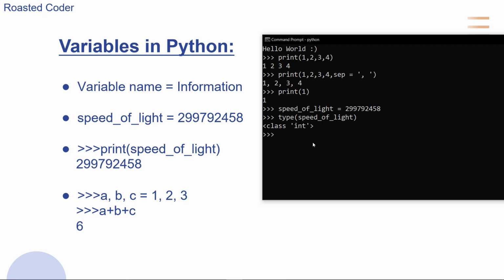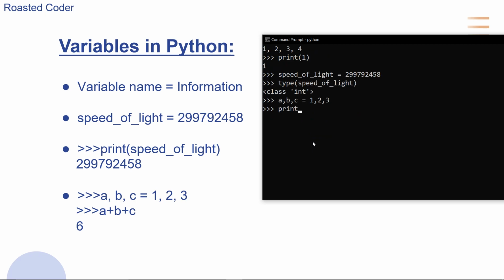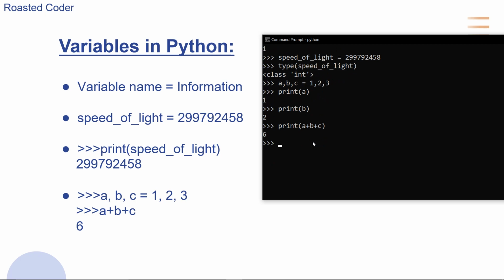Now we can assign variables in a single line, like a comma b comma c equals to 1 comma 2 comma 3, and if we want to print a, it would print 1, and if we want to print b, it would print 2. Now a plus b plus c is 6, and it's printing 6.